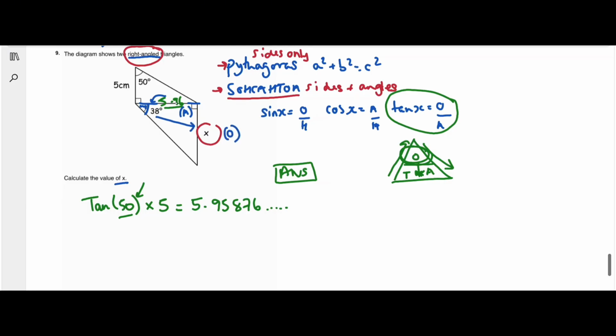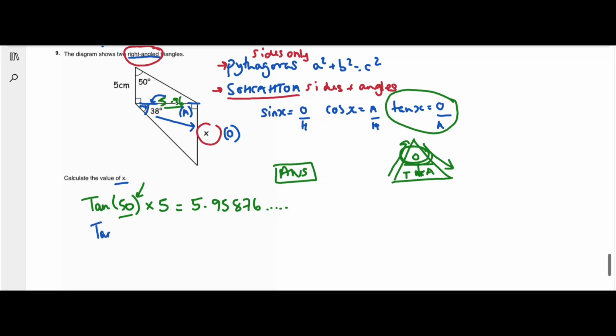So again, I have A and O. I don't label this one because I don't have it and I'm not trying to find it. You only label two sides, the one you have and the one you're trying to find. I'm now going to do this calculation in blue so you can see the difference. We know A and O is tan, so I'm going to use tan again, because I'm finding O again, so it's going to be exactly the same process.